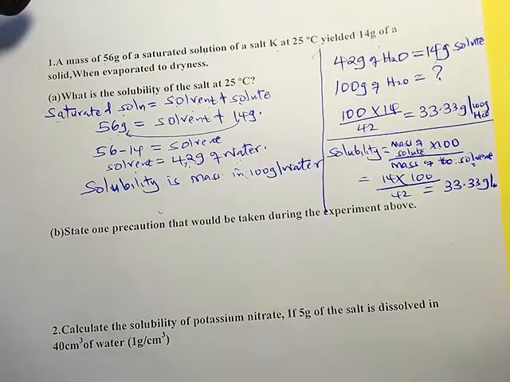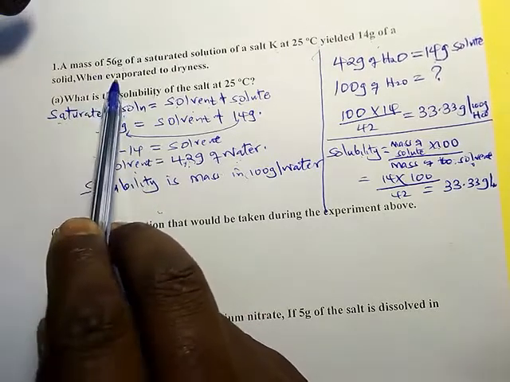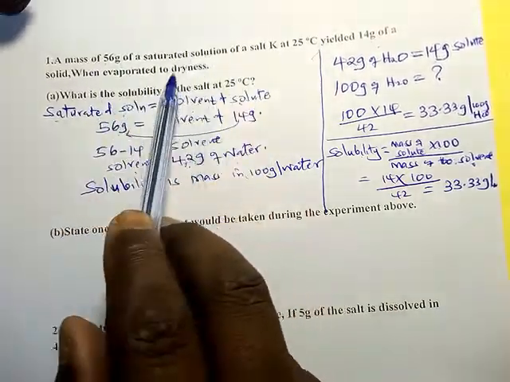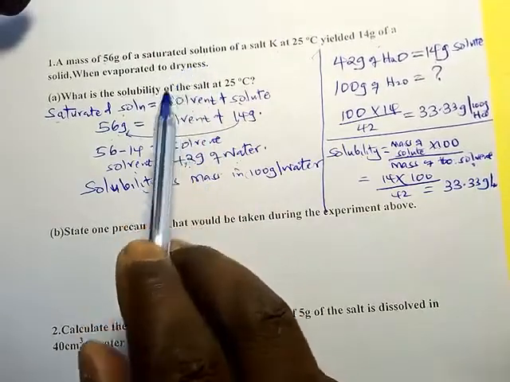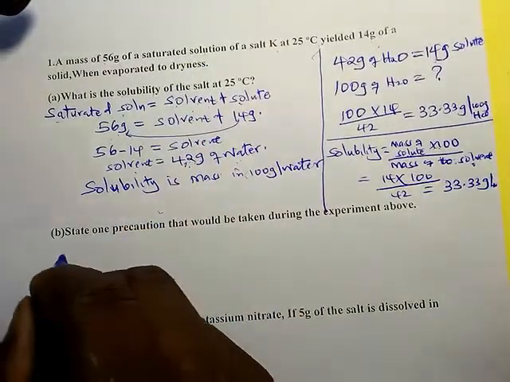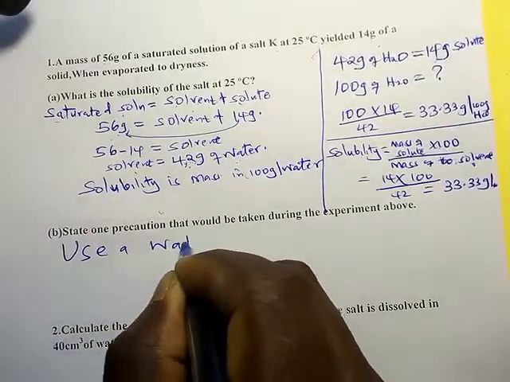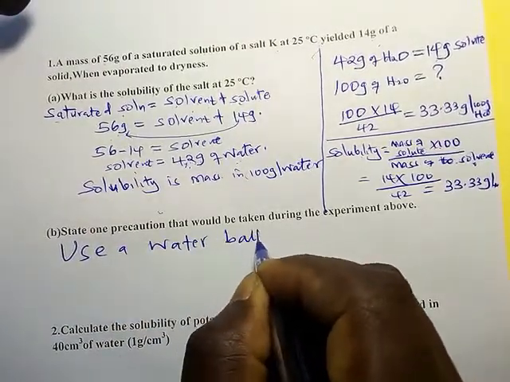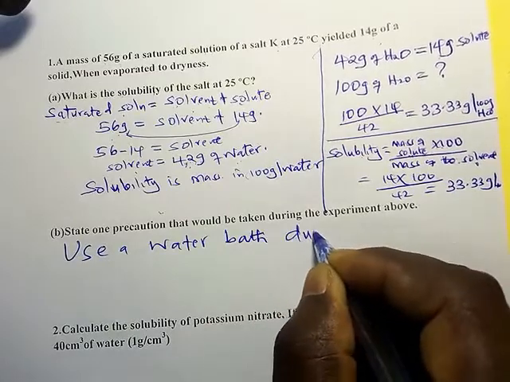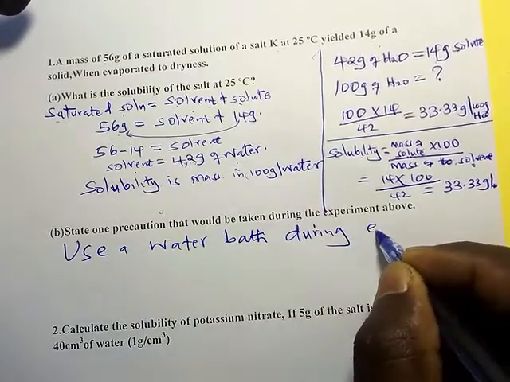State one precaution that could be taken during the experiment above. When you are drying to get crystals to dryness, it is important to use a water bath. So the precaution is to use a water bath during evaporation.